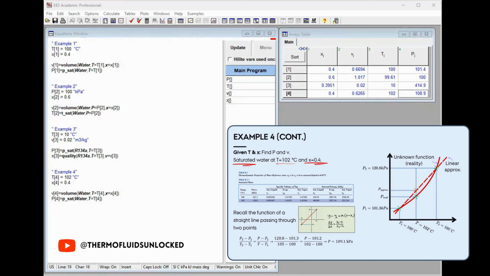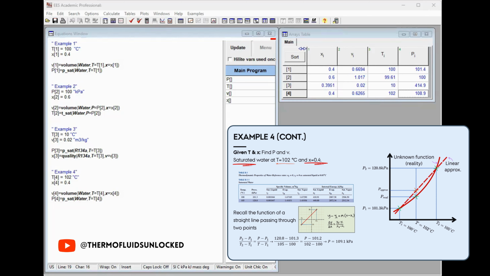Basically, we need to construct two fractions between delta P's and delta T's, and I can write that fraction between point 1 and 2, and also I can write that fraction between the point that I don't have the value of P for, like the unknown P, and either point 2 or point 1, and then P comes out as 108.9.